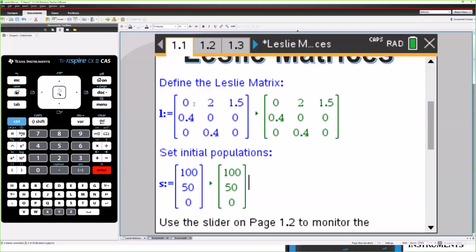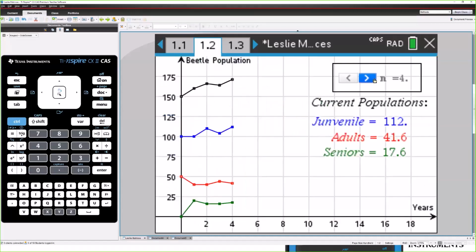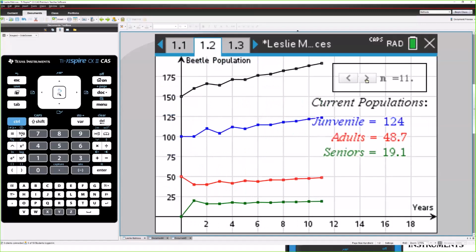By the time the students have gone in here and edited each of these terms within the context of the problem that we're looking at, they know exactly what these refer to. They then know this is the survival rate of juniors as they become adults. This is the survival rate of adults as they become seniors. And up here is the reproduction rates, which we'll have a look at in a moment.